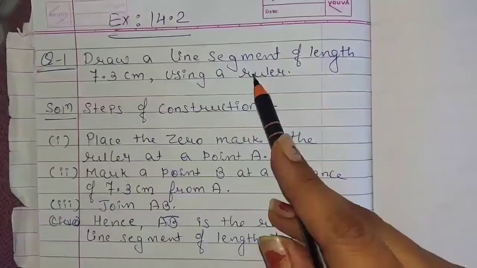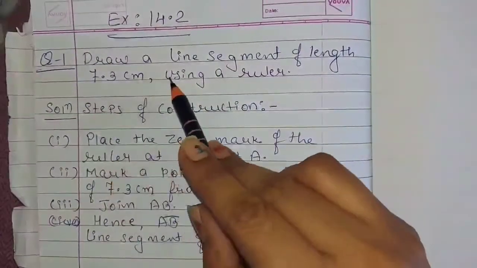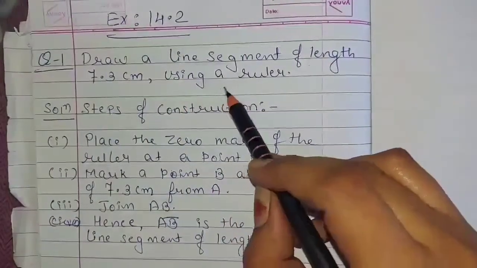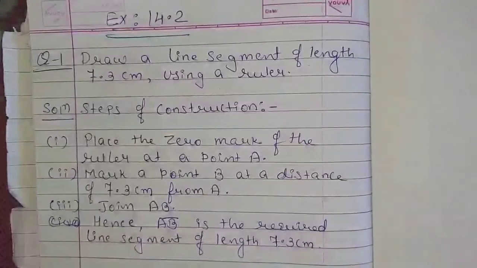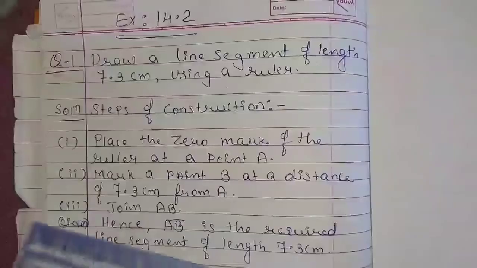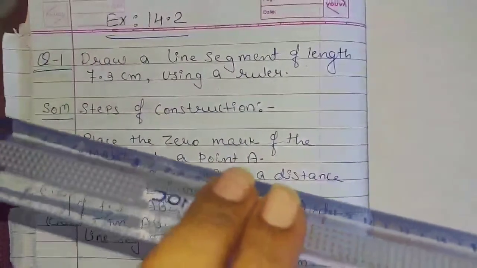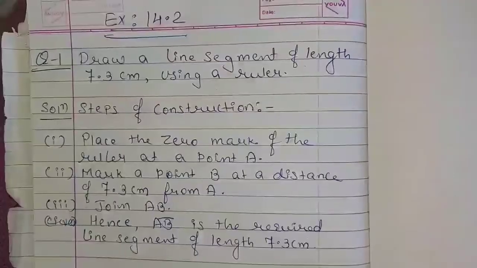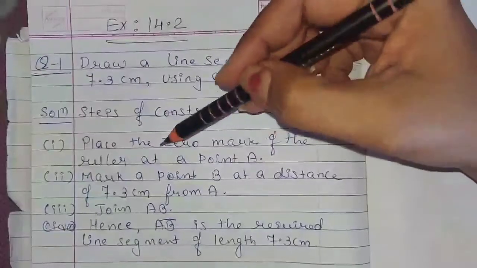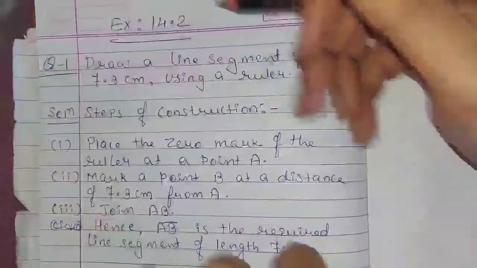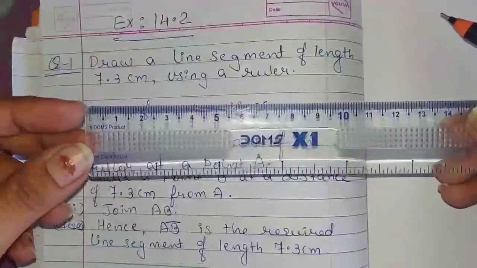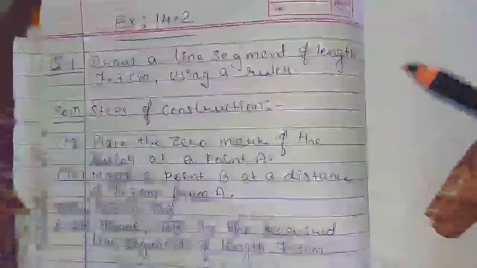Exercise 14.2, Question 1. Draw a line segment of length 7.3 cm using a ruler. So students, here we have to use a ruler to draw a line segment of length 7.3 cm. Steps of construction. Place the zero mark of the ruler at point A. So students, here we have to place the zero mark of the ruler at point A.